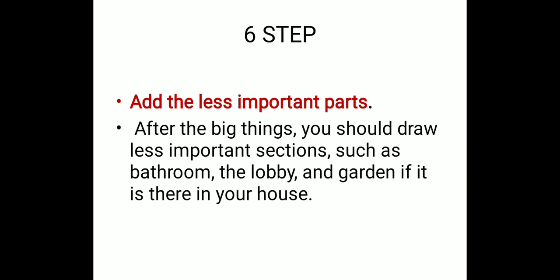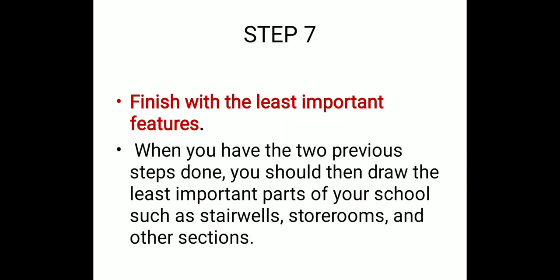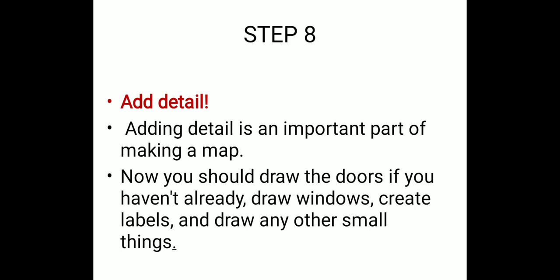After the big things, you should draw less important sections such as bathrooms, the lobby and garden if it is there in your house. Seventh step, finish the least important features. When you have the two previous steps done, you should then draw the least important parts of your house, such as stairwells, storerooms, and other sections. Yes. Add details. Adding details is an important part of making a map. Now you should draw the doors if you haven't already. Draw windows, create labels, and draw any other small things.